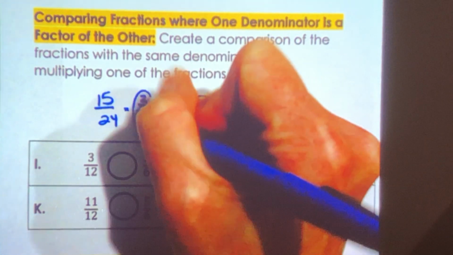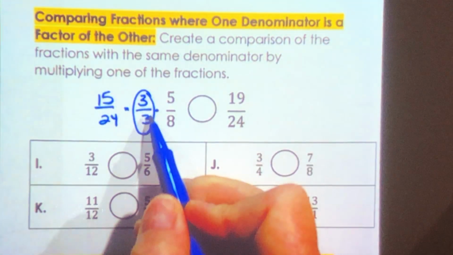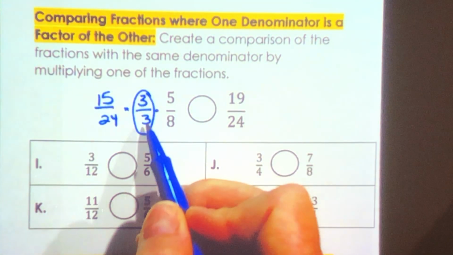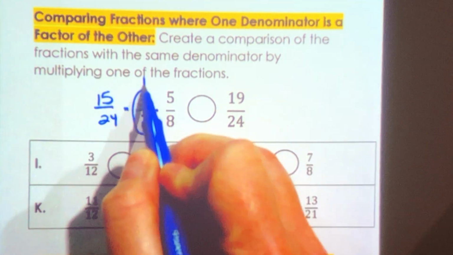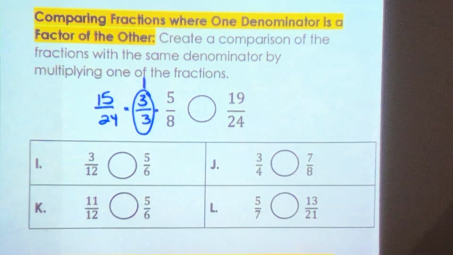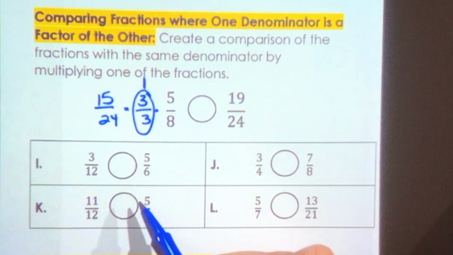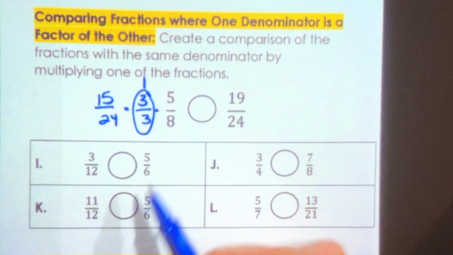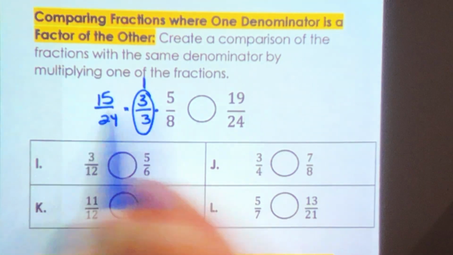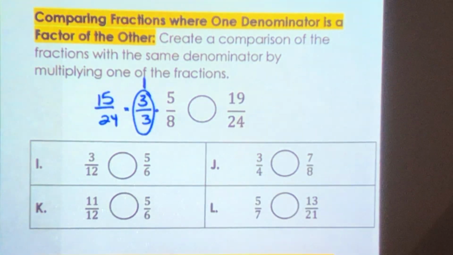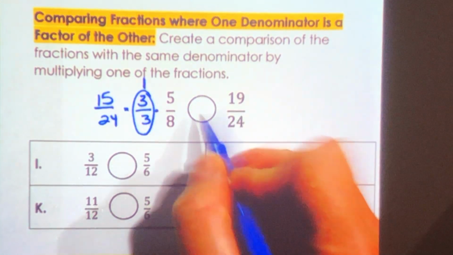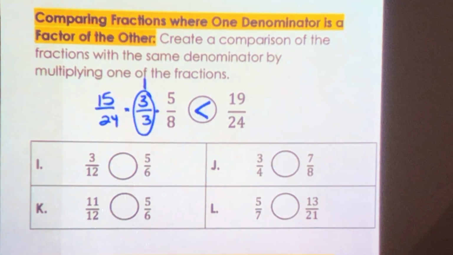Because when you multiply by 3 over 3, we learned that if you have 3 out of 3 pieces, you have a whole. And multiplying something by 1 does not change its value. So we didn't change the value of 5/8. We just changed what it looks like. So now it's super easy to compare. 15/24 and 19/24, those pieces are the same size. So 19 pieces is going to be greater.